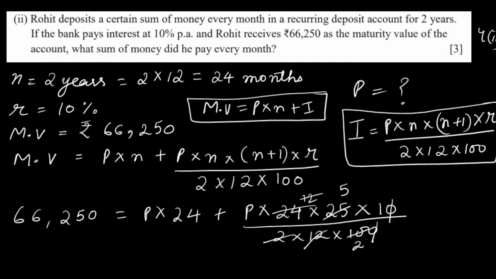So now let's write the answer. 66,250 is equal to P into 24 plus, here everything got cancelled. Only what I am left with is 5. So P into 5 by 2. Solve the questions along with me. Sometimes while doing calculation in the flow, I may go wrong. So you have to do the calculations along with me to avoid such mistakes.